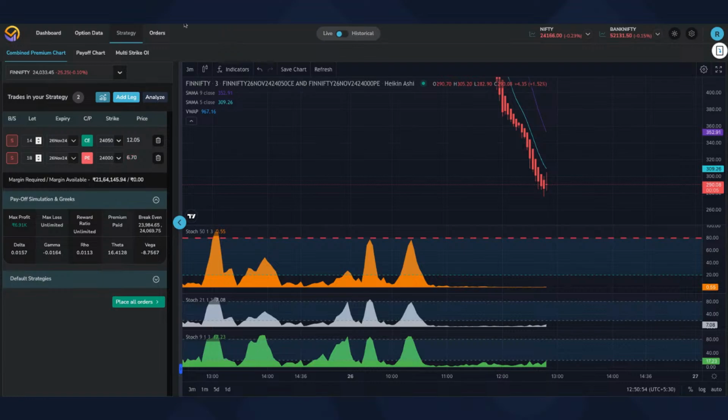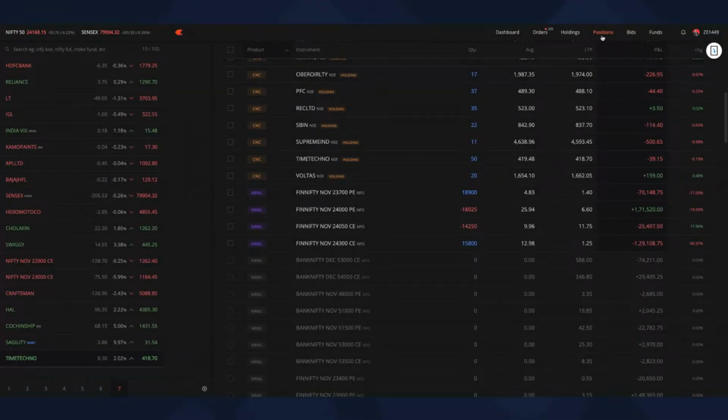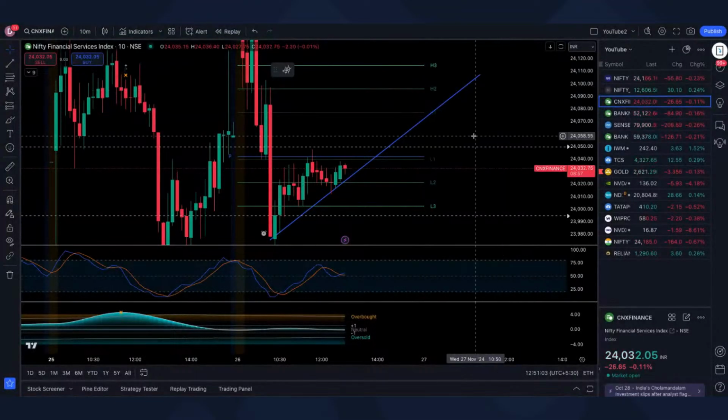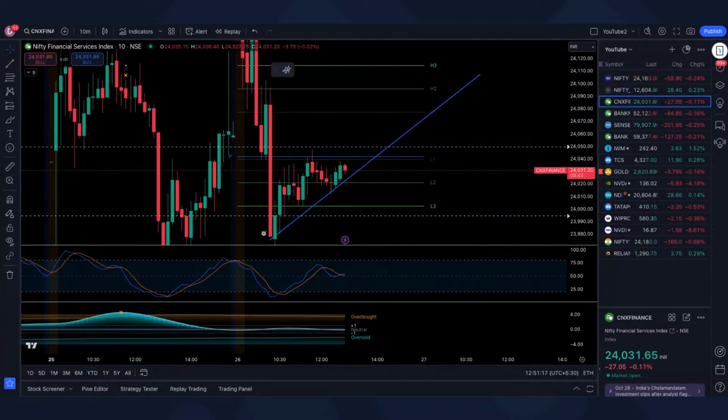Let me just check if I have some more capital left. No, I'm not left with any more capital right now. So I think I'll be. Let me go back to.